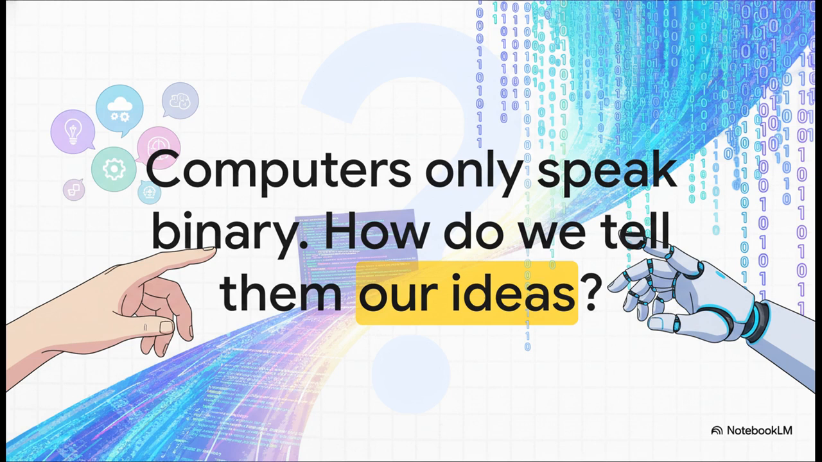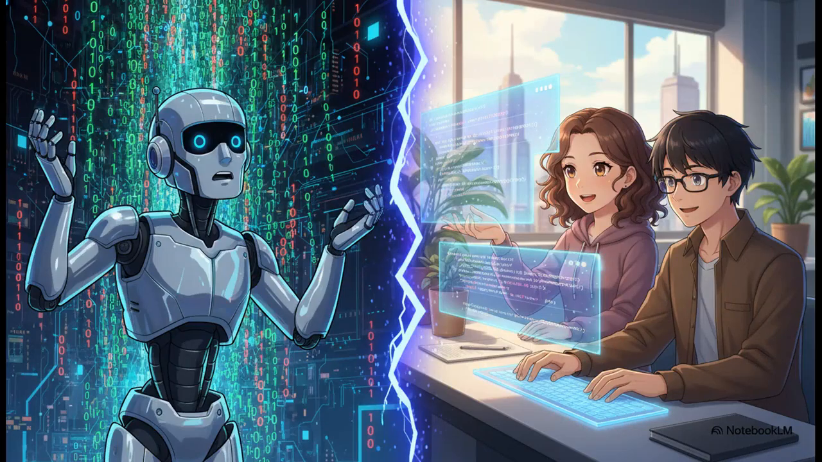Okay, so here's the big fundamental question, right? At their very core, computers are shockingly simple. They don't understand words or concepts, they only get machine language. Just a long stream of zeros and ones. So how in the world do we bridge that huge gap between our complex human ideas and the computer's super basic binary world?